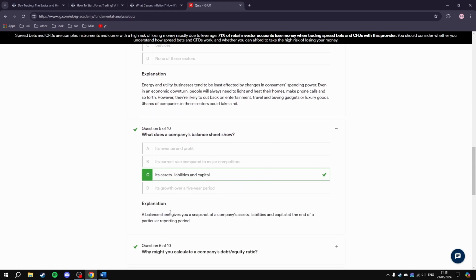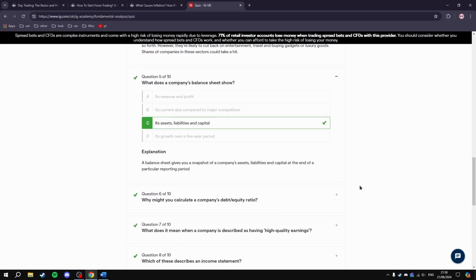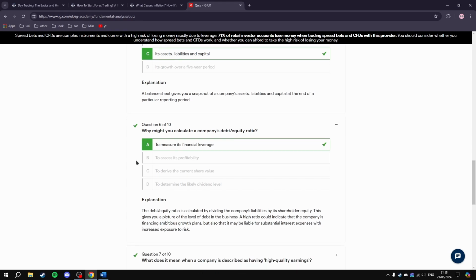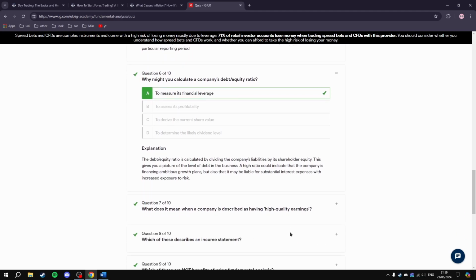A balance sheet gives you a snapshot of the company's assets, liabilities and capital at the end of a particular reporting period. So the debt-equity ratio is calculated by dividing the company's liabilities by its shareholder equity. This gives you a picture of the level of debt in the business. A high ratio could indicate that the company is financing ambitious growth plans, but also that it may be liable for substantial interest expenses with increased exposure to risk.